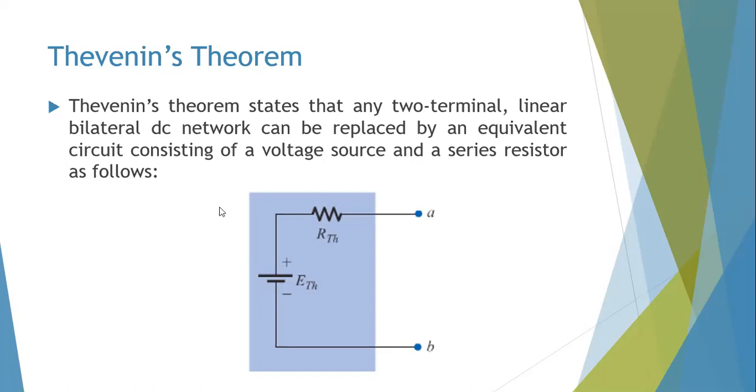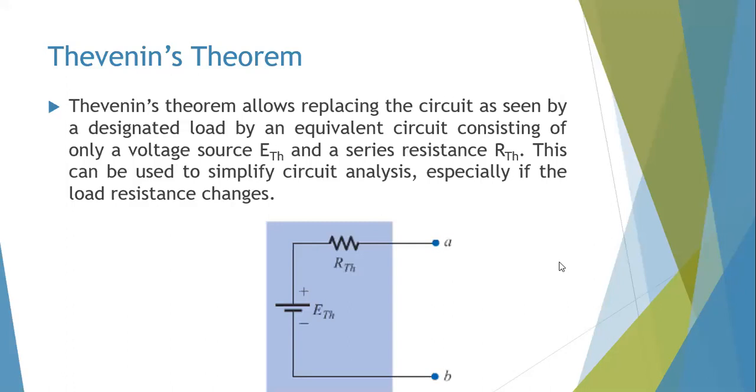Thevenin's theorem states that any two-terminal linear bilateral DC network can be replaced by an equivalent circuit. This is the equivalent circuit shown in blue, consisting of a voltage source, which is ETH, and a series resistor, RTH. So this is your Thevenin's theorem. It allows replacing a circuit as seen by a designated load. Typically your load will be across A and B, but you can't see the load at this point because we've taken it out, but we can easily put it back.